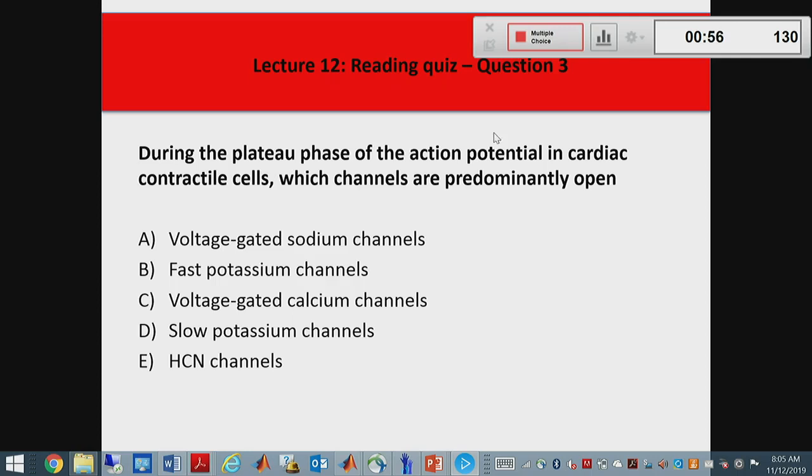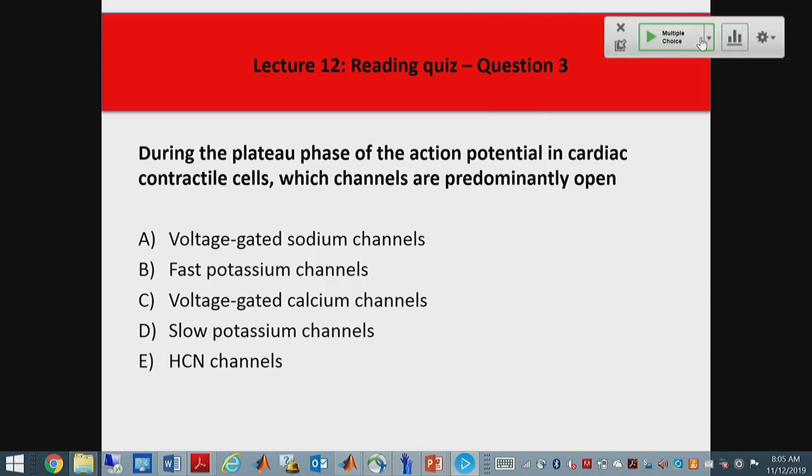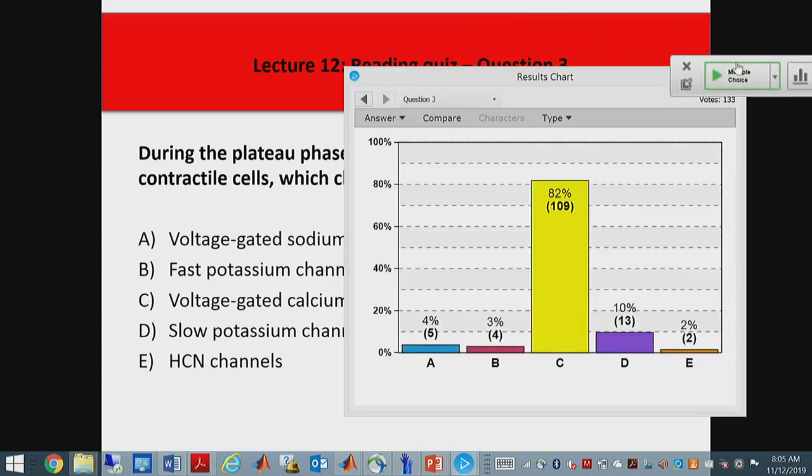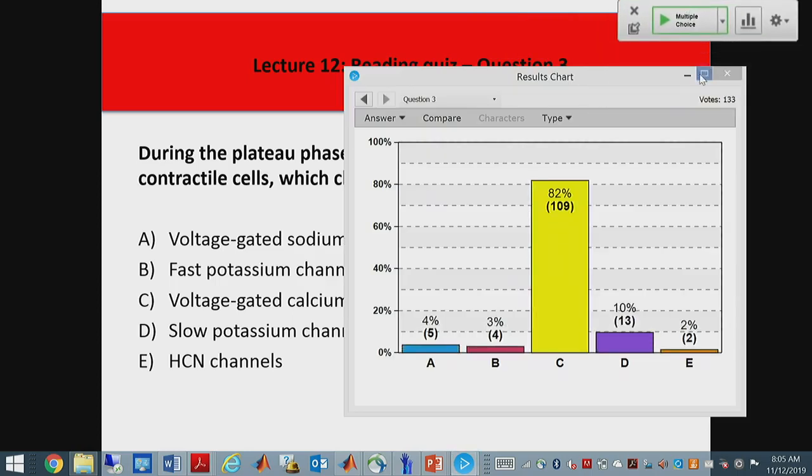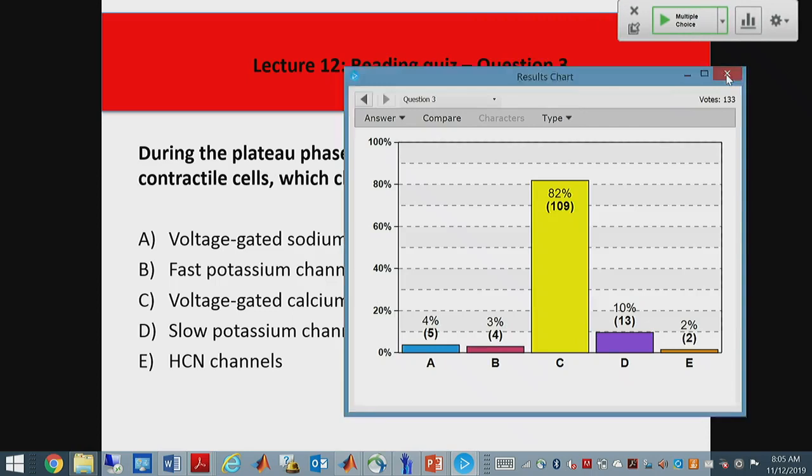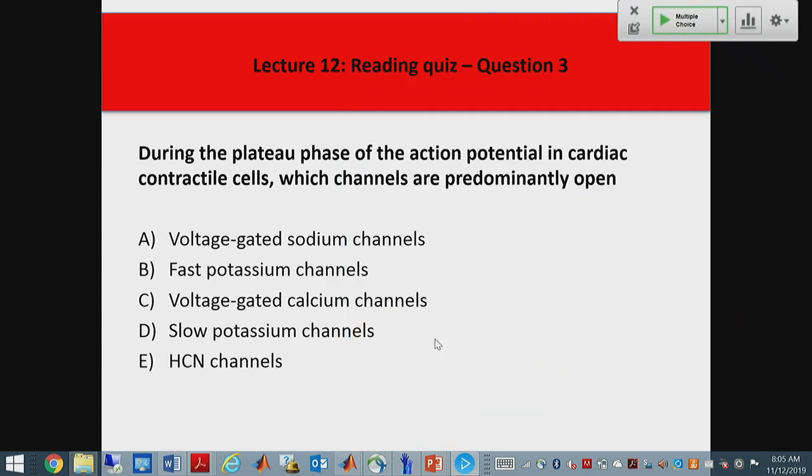Okay, closing in a few seconds. 5, 4, 3, 2, 1, and 0. And the correct answer is C. And one more.